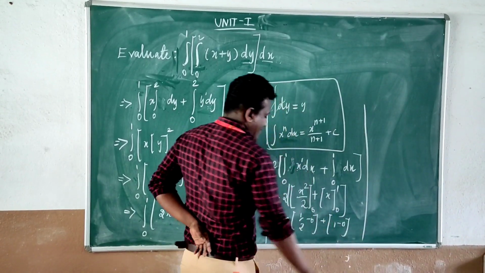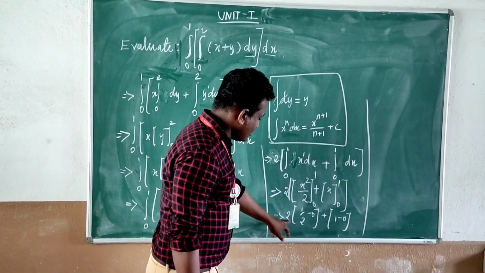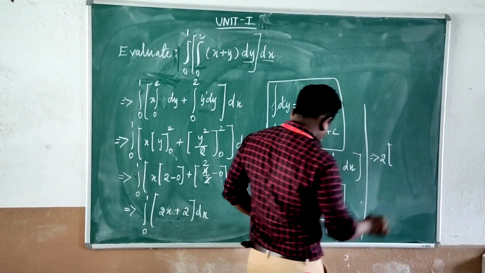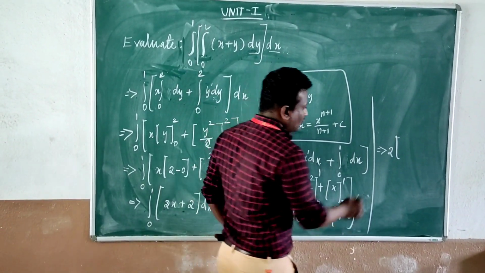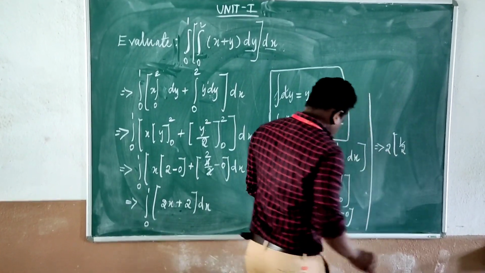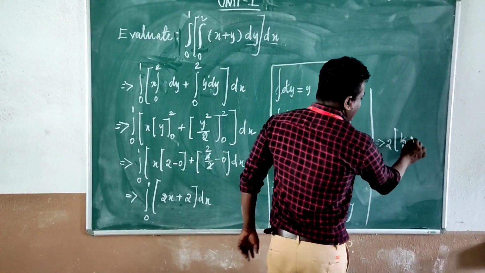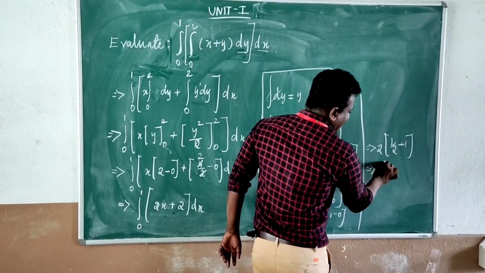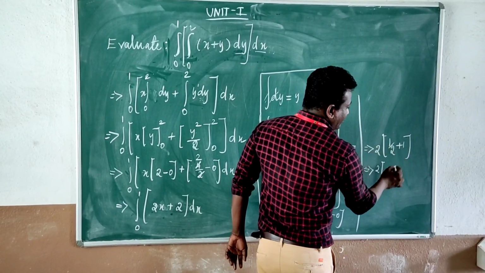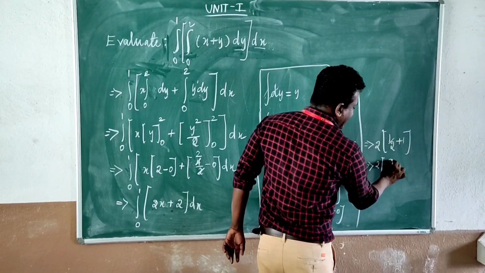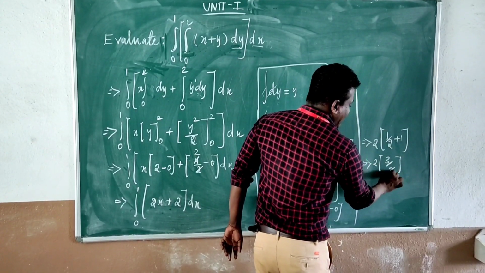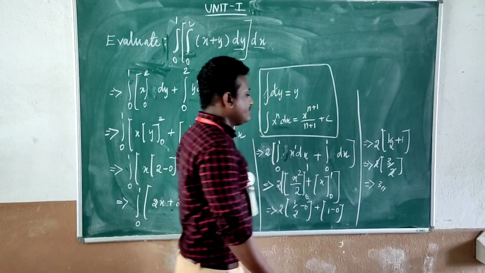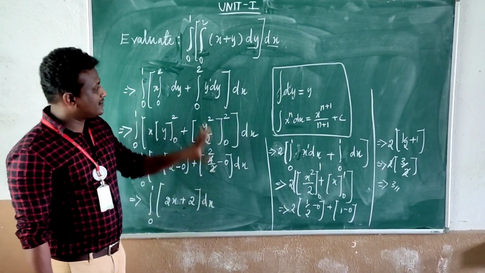Now simplify it again. What do you get? 2 is common, keep it outside. Then in the bracket it is 1 by 2, and in the second step we have only plus 1. Simplify it again: take the LCM, it is 1 plus 2, that is 3 by 2. What is the final answer? The 2 will be cancelled. The remaining answer is 3. This is the way.